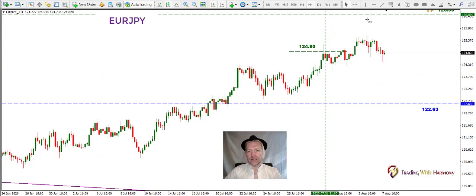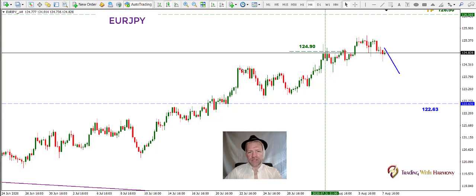Last week we were at this point here. We finished down here at this point, and we had a target for the 124.90. So it hit that target this week. So that's great.